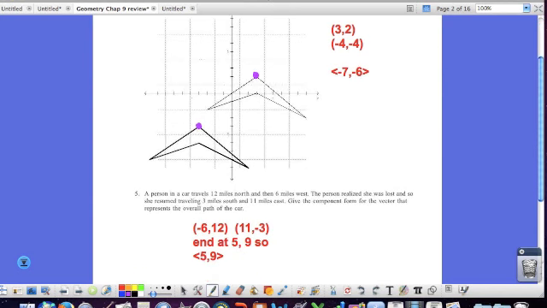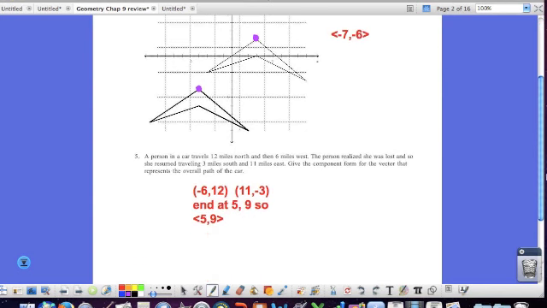Also continuing with vectors, a person is traveling in a car. You can read the problem, but basically they say 12 miles north. North on a compass, north and south, is up and down. That would correspond on a graph to a y coordinate. So 12 is our second value in our ordered pair. 6 miles west, west would be to the left, is -6. So basically you got to -6, 12.